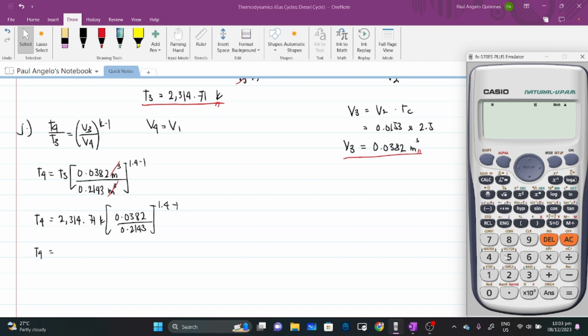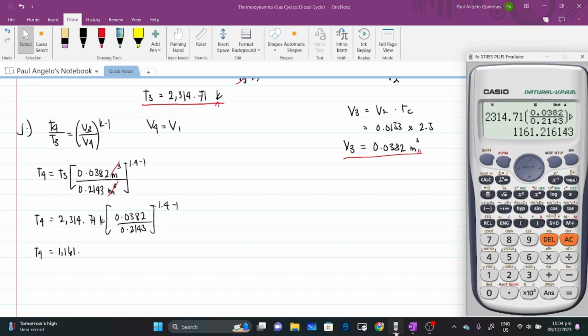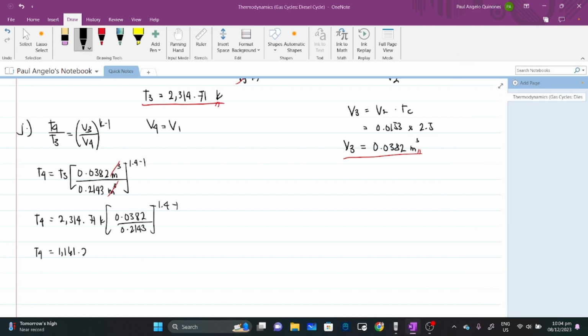So T4 is equal to 2314.71 times 0.0382 divided by 0.2143 raised to 1.4 minus 1. So we have the temperature, that is 1161.216 Kelvin. Okay, so that is T4.